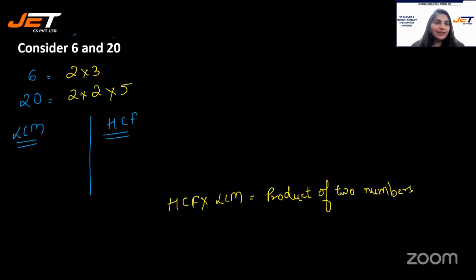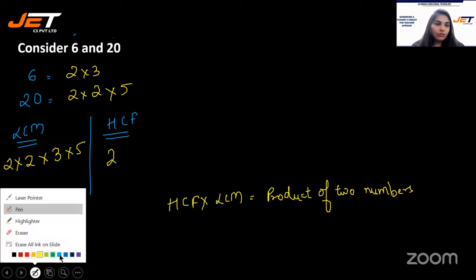Now the LCM takes the maximum number of times that 2 occurs, which is 2, times 3 times 5. And the HCF is just 2. So let's see what the LCM is.